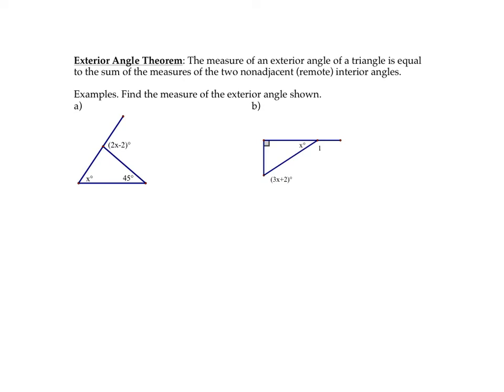So what this means is that in our first example, we have this angle marked with x and this angle marked with 45. These two angles are referred to as the remote interior angles. Notice that they are not adjacent to this angle marked with 2x minus 2. So according to our exterior angle theorem, we can take those remote interior angles, add those measures together, and set it equal to 2x minus 2. And now we can solve for x.